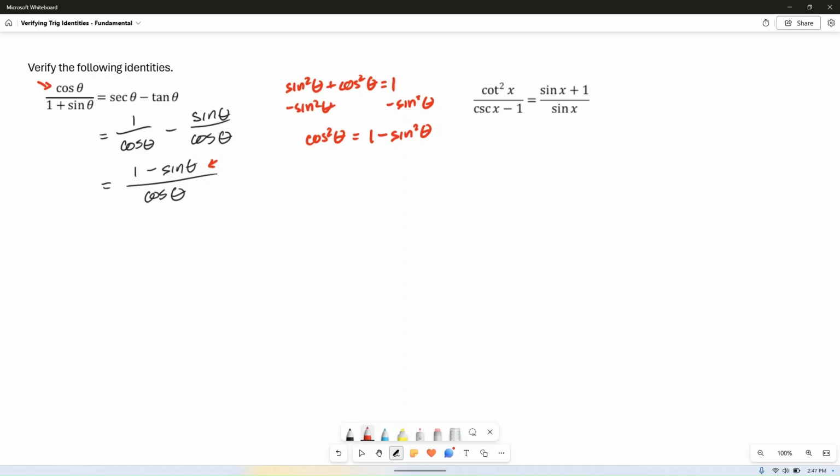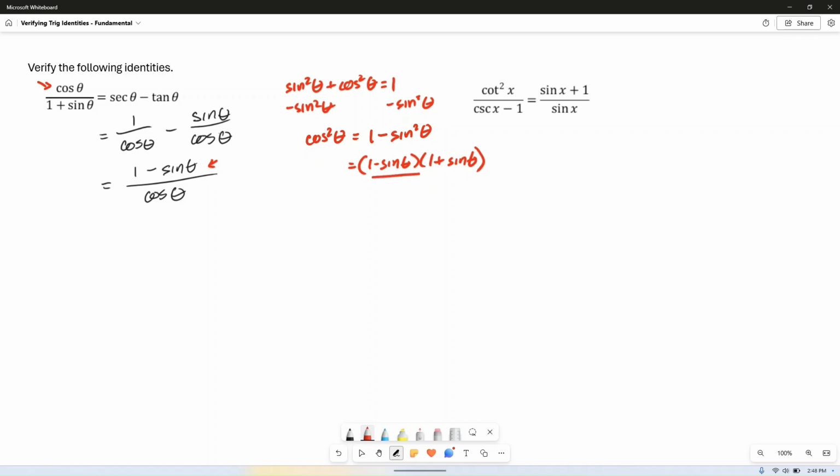And if you look on the left side, we do have a cosine in the numerator. It's not squared, but we do have a cosine. So how can we convert a 1 minus sine to a 1 minus sine squared? Well, 1 minus sine squared is actually just the difference of two squares. So it can be factored as 1 minus sine of theta times 1 plus sine of theta. So we can do a little factoring. And if we look at that, there's my 1 minus sine theta.